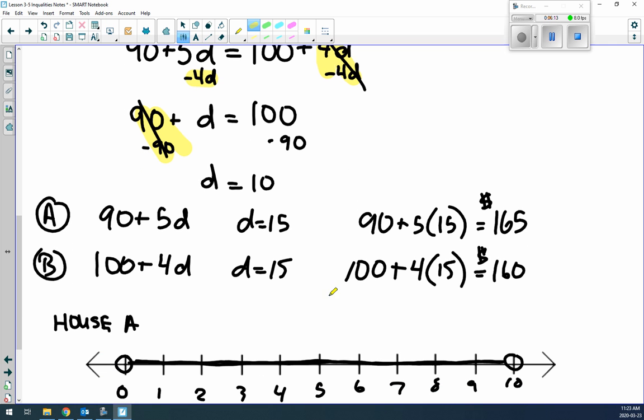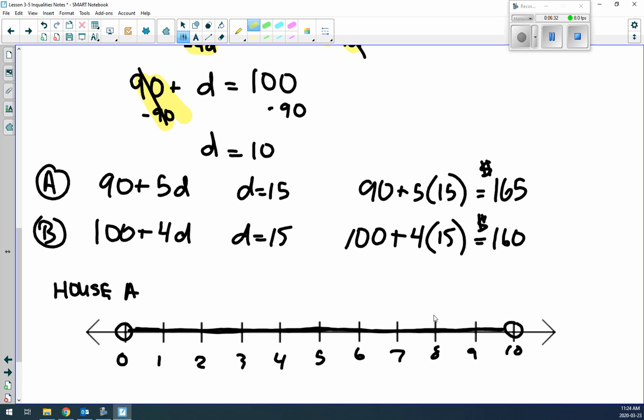So let's look at this. What if they're staying there for 15 days? Okay, we'll just plug it in. So 90 plus 5D, that's house A. So D is 15. So plug it in. 5 times 15 plus 90 is 165. Next one, house B, 100 plus 4D. So D is 15 again. Plug it in. 4 times 15 plus 100 is $160. Oh, okay. So there's a range where it's cheaper for those ones.